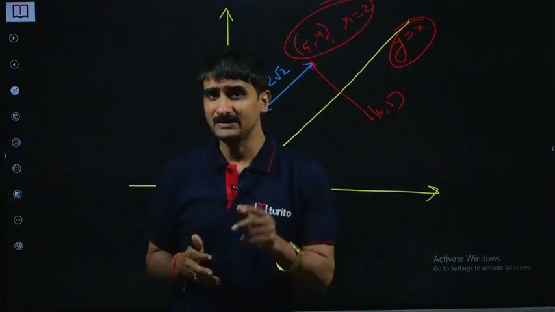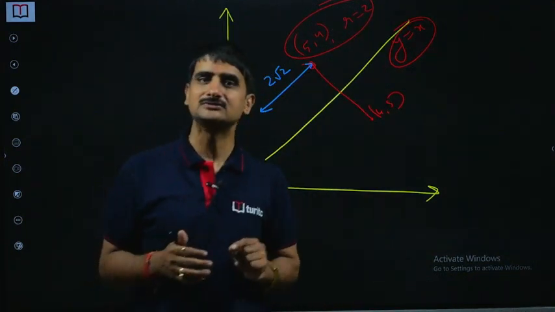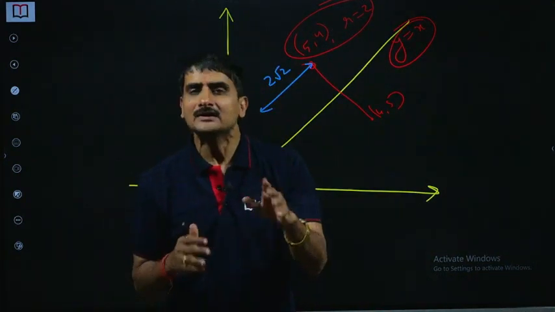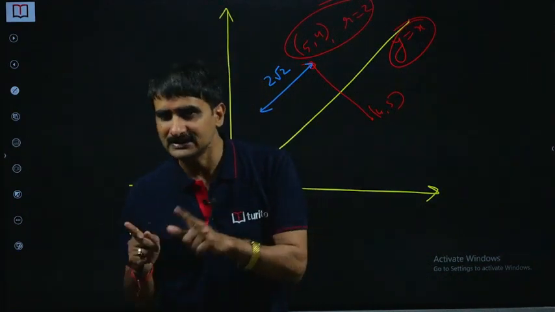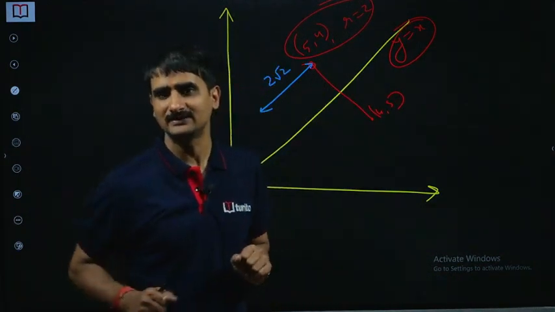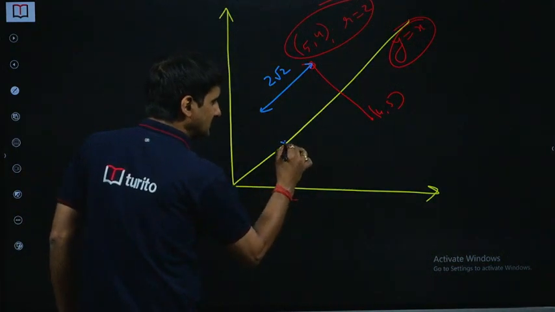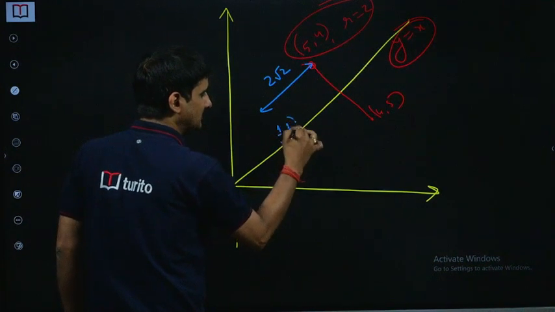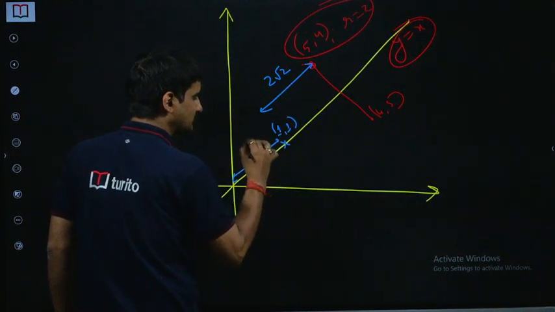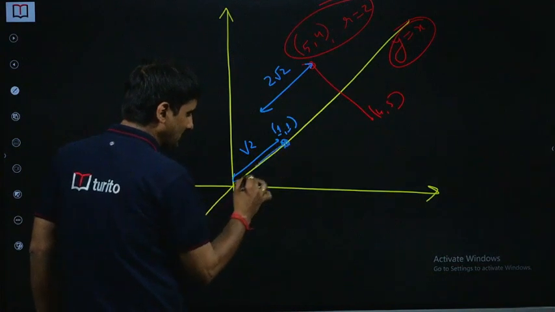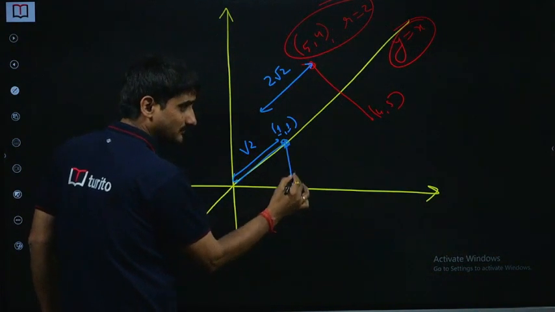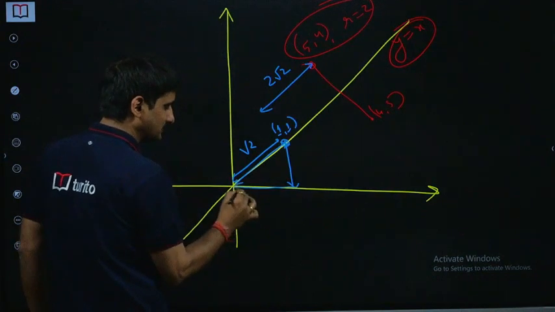Now if you move by root 2 units, that means you move down or up, that means you move along the x-axis by 1 unit and along the y-axis by 1 unit. See how? Let's say this point is (1, 1). So of course this distance is root 2. So you are moving from here to here, so this is 1 unit, you are moving down 1 unit and moving towards left 1 unit.